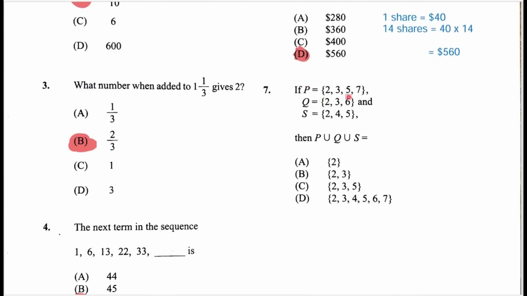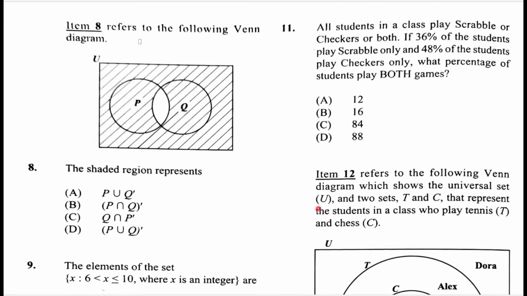Number 7, P is 2357, Q is 236, S is 245. What's P union Q union S? As you know, union means you're adding or bringing everything together. You do not repeat numbers. So when you're bringing this together, you do not put 2 three times. It will just be 2, 3, then 4, 5, 6, and 7. So bringing all of them together, you will get D. So we're doing good so far.